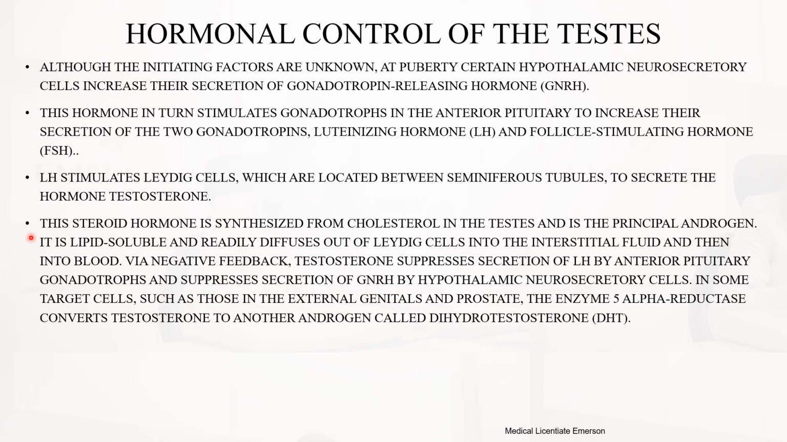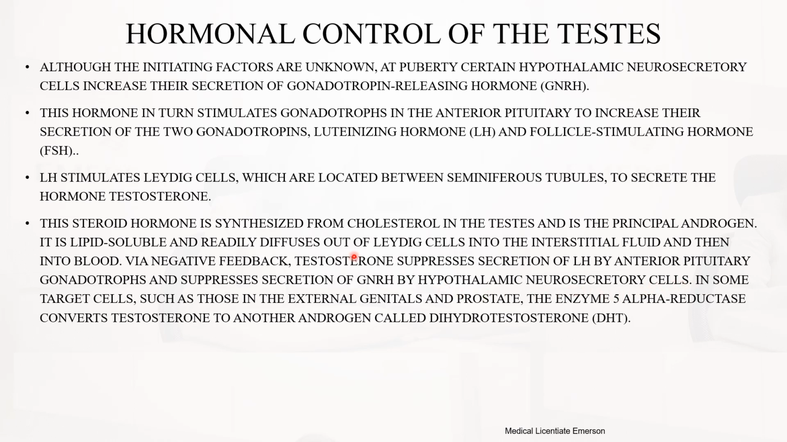Then this testosterone is a steroid hormone that is synthesized from cholesterol in the testes and is the principal androgen. It is lipid soluble and readily diffuses out of the Leydig cells into the interstitial fluid and then into the blood. Then via negative feedback, testosterone suppresses secretion of luteinizing hormone by the anterior pituitary gonadotrophs and suppresses secretion of gonadotropin releasing hormone by hypothalamic neurosecretory cells.